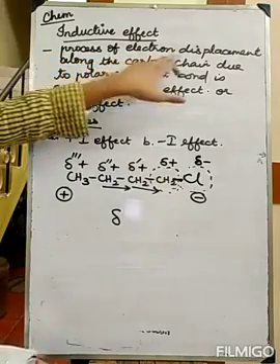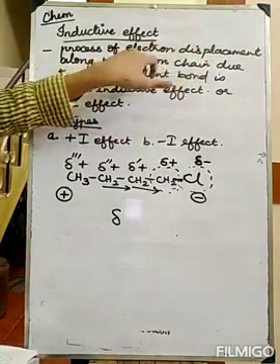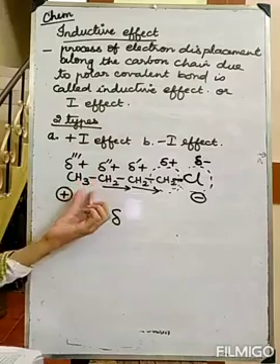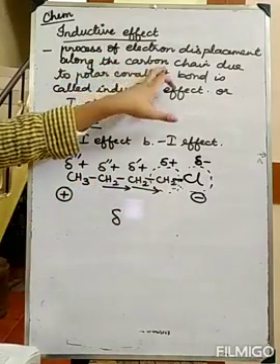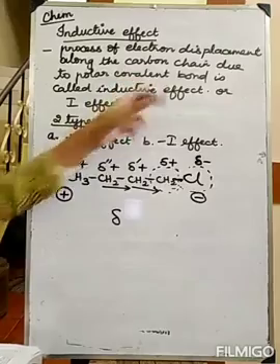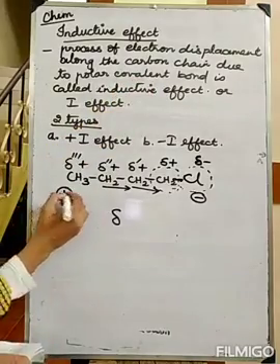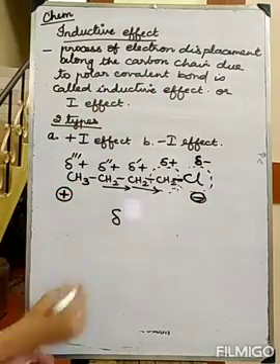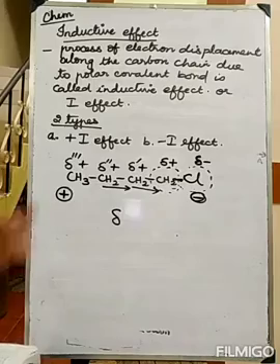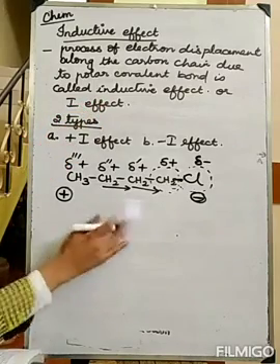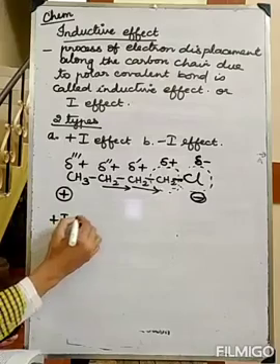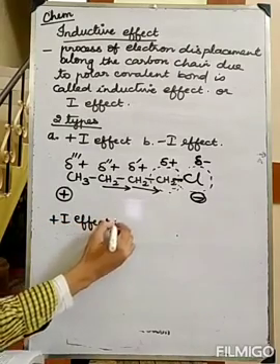So the process of electron displacement. Electron displacement means the change in the position of the electrons in the carbon chain due to the polar covalent bond. Polar covalent bond means the covalent bond which has plus and minus charge. It's called as what effect? Inductive effect. Now we will study what is plus I effect.